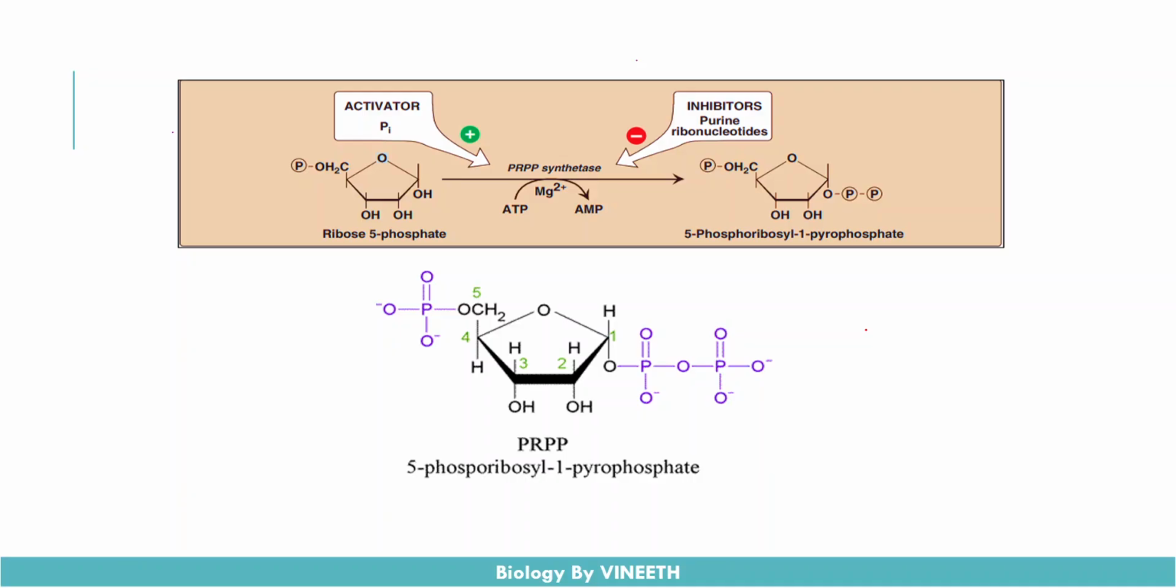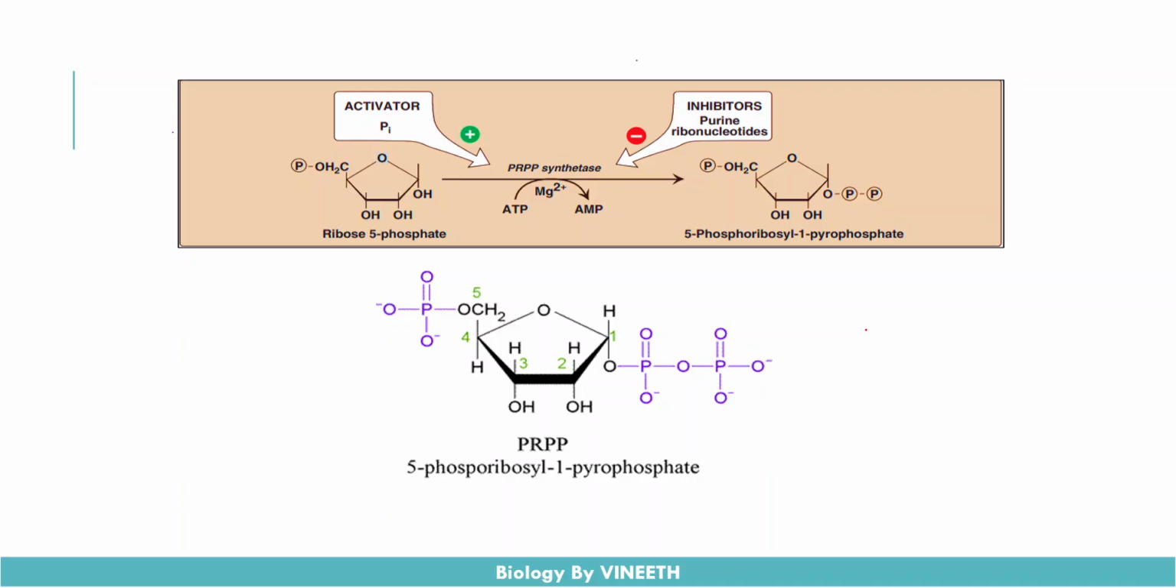Okay, so in order to activate this ribose 5-phosphate, we require a special enzyme called synthetase, which requires the ATP molecule in the presence of magnesium ion to convert the ribose 5-phosphate to phosphoribosyl 1-pyrophosphate. Okay, that means adding an extra phosphate molecule to it. Okay, and this step is also inhibited by the purine nucleotides itself.